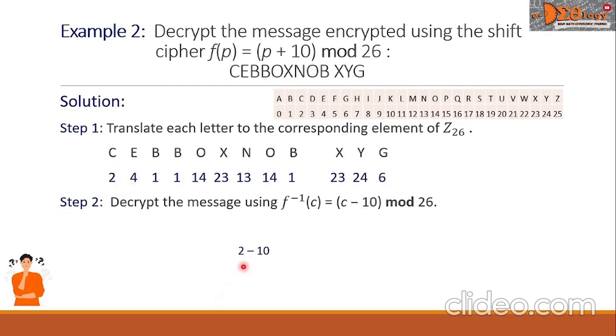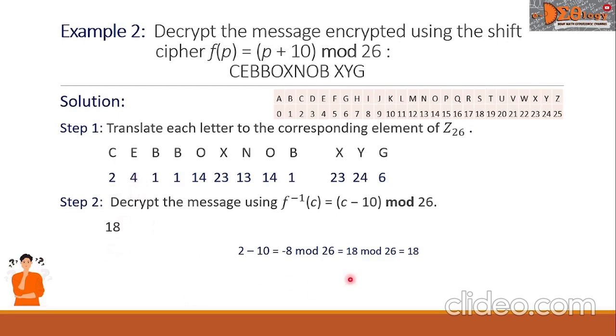Let's begin with the number 2. So we will have 2 minus 10. The answer is negative 8. Then we write mod 26. In our table here, there is no value for a negative number, so we convert this into the equivalent mod value. This negative 8 we add 26. The answer is 18. Then mod 26, the answer here is 18. So for the number 2, the corresponding value is 18.